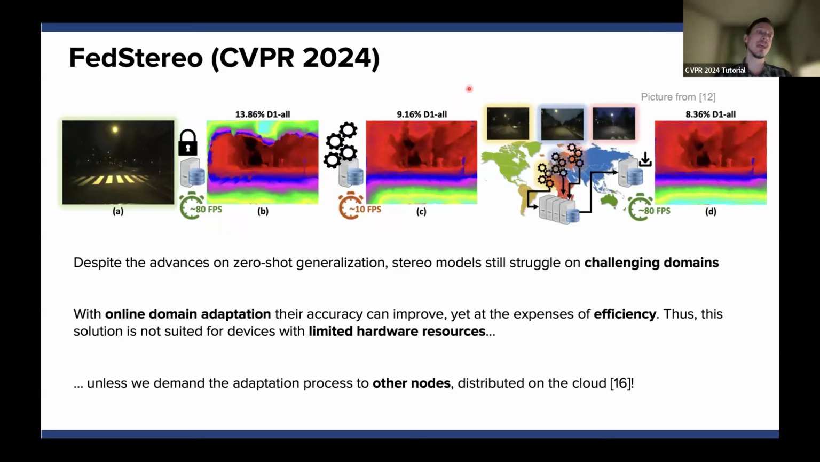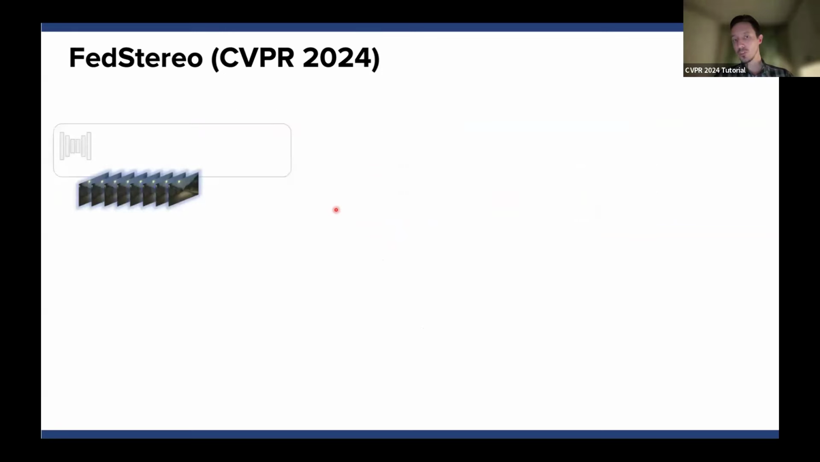And actually, the answer we found is yes, if we assume that the domain adaptation itself is not a single model process, but that at the same time we might have a fleet of neural networks, of course sharing the same architecture, that can adapt on their single domains and can share the knowledge. So from this idea, we proposed the federated online adaptation for deep stereo, which works like this.